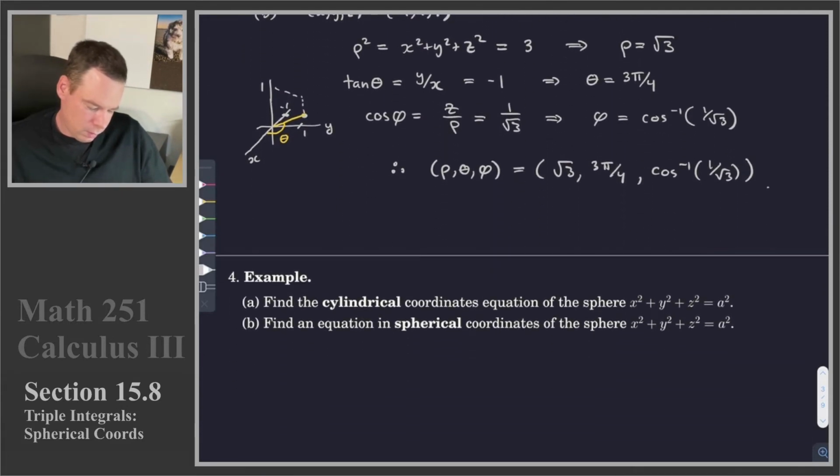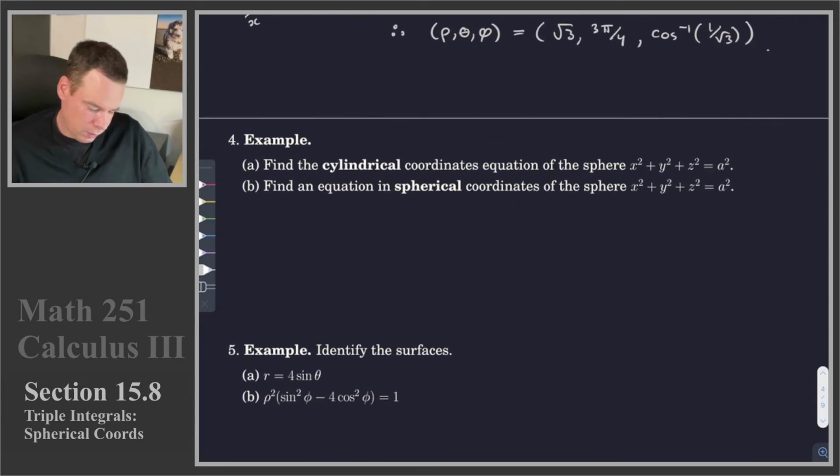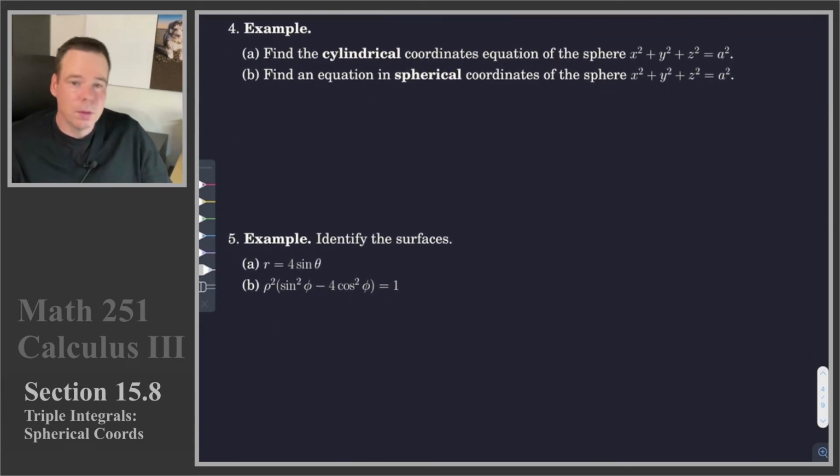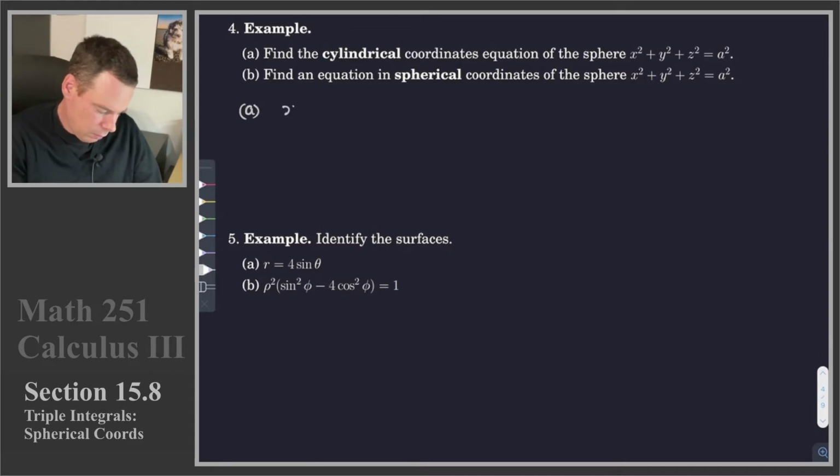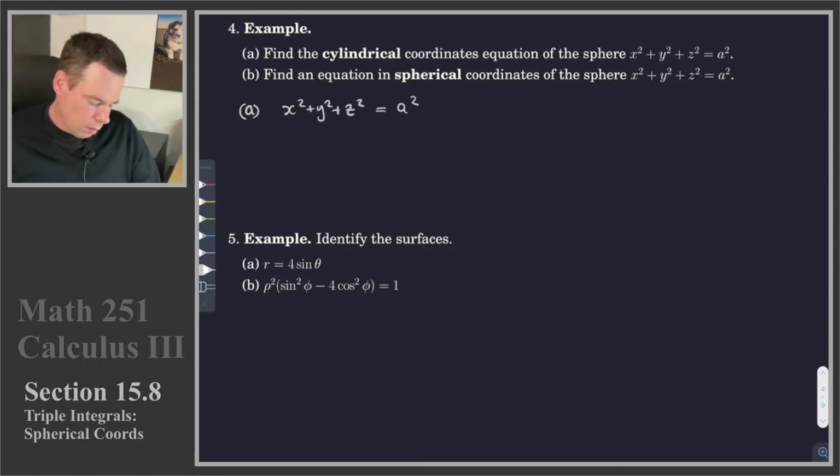Next on our list is describing surfaces, and then regions using inequalities. So this first example asks us to find the cylindrical coordinates equation for the sphere. So we've got a sphere, x squared plus y squared plus z squared is equal to a squared. What is it in terms of cylindrical coordinates?